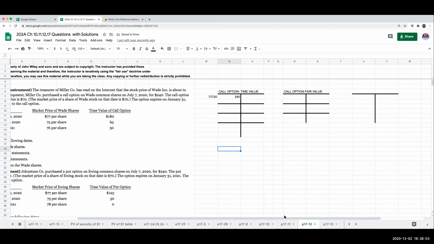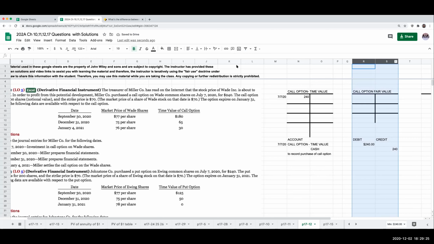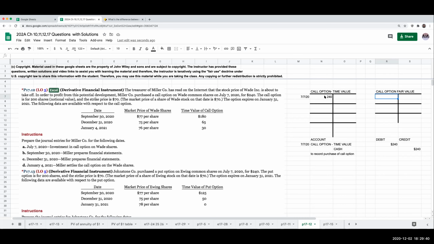So let's record that here. This is going to be 7/7/20: call option time value, cash, to record purchase of call option. Note, with all these, I'm breaking this up into two different accounts, because for me it's easier to visualize what's happening by showing the time value over here, and then over here the fair value, which is really going to be talking about the increase in the shares. So on our first date, when I buy this, this is all I'm doing. I've done the investment on the call option.